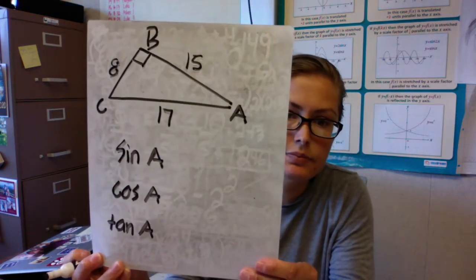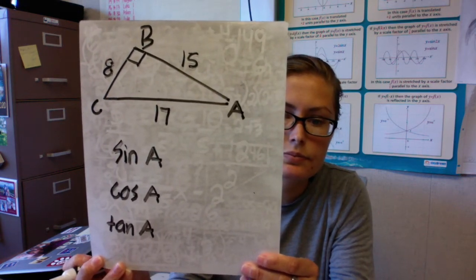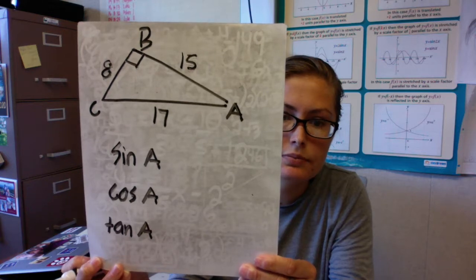Okay, next one. Says find the sine of A, find the cosine of A, and find the tangent of A. So our sine is our opposite over our hypotenuse, cosine is adjacent over the hypotenuse, and tangent is the opposite over the adjacent.